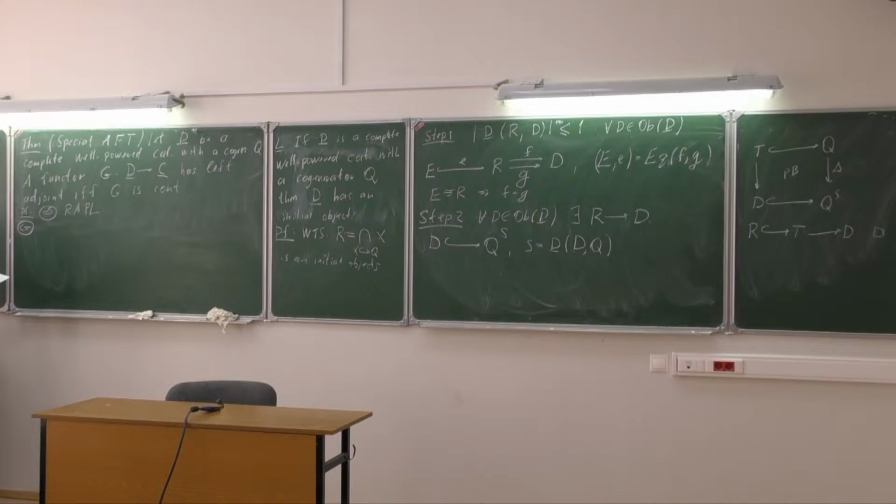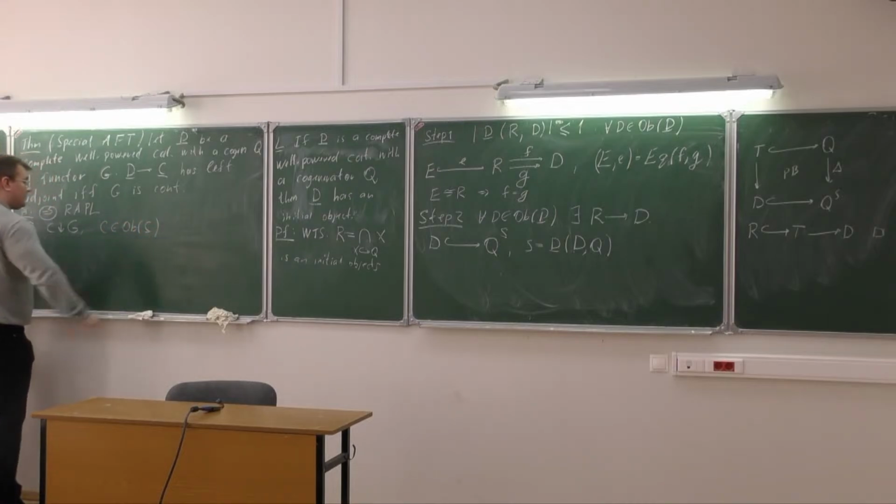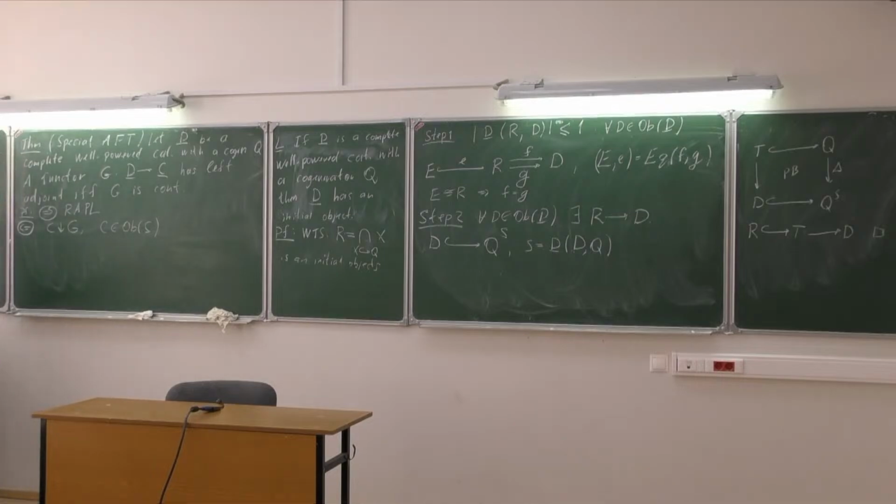So we'll look at the comma category. Of course, as before, we need to look at this comma category for the object C and functor G. So C is just some object in the category C. And for this category, we need to show several properties.